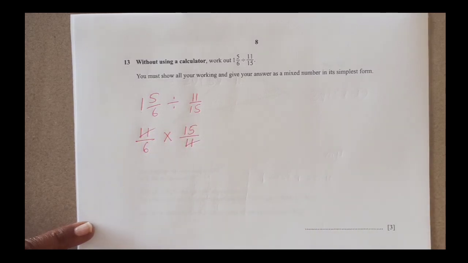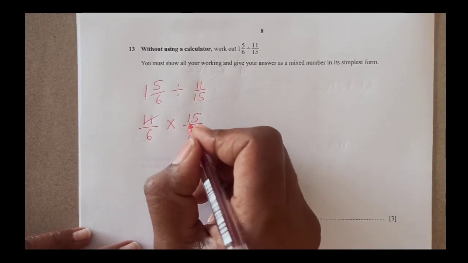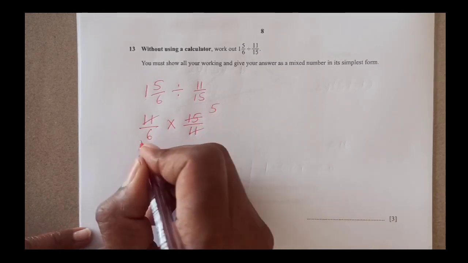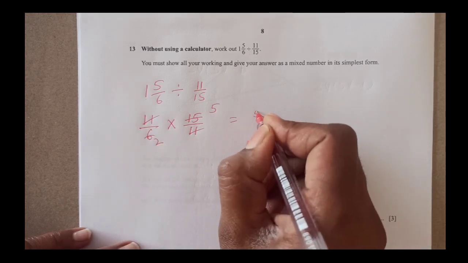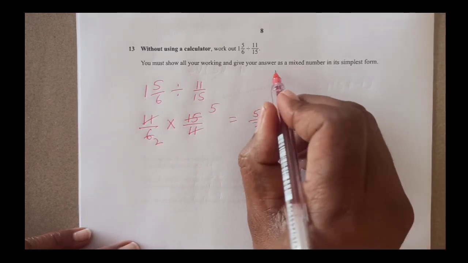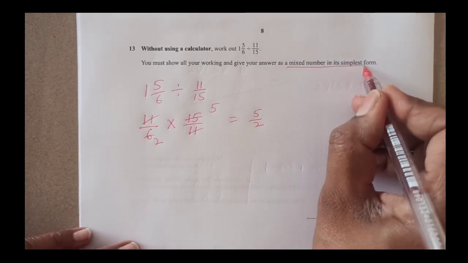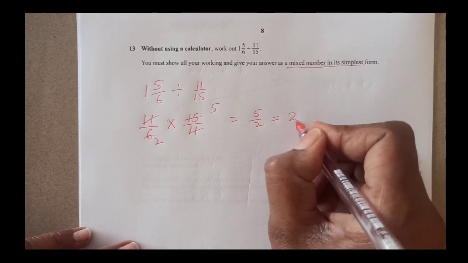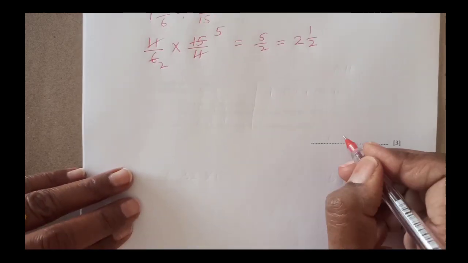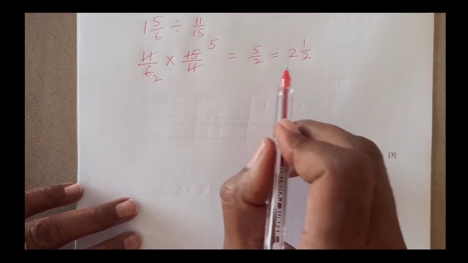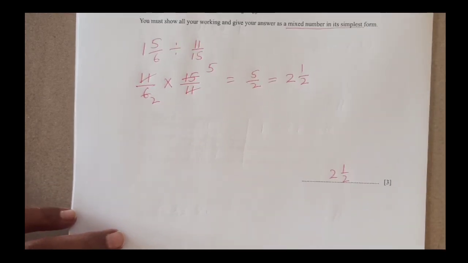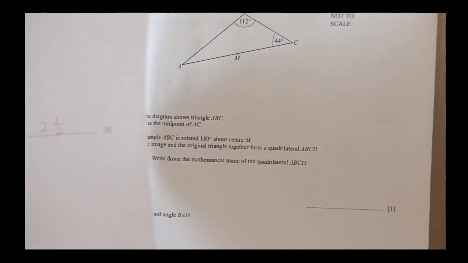So this and this is gone. So 15 over 6, we can simplify 3 times 5, 3 times 2, so 5 over 2. Write the answer as a mixed number. We are not going to write it as a decimal, so 2.5. Don't write it as a decimal, or you can get your marks deducted.